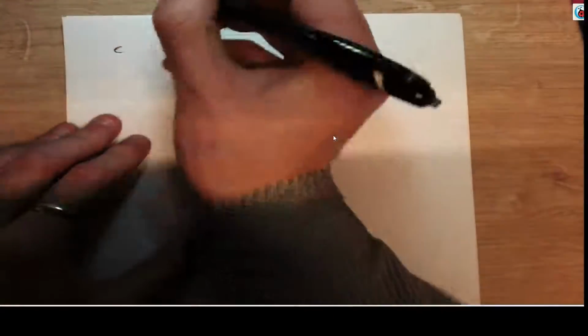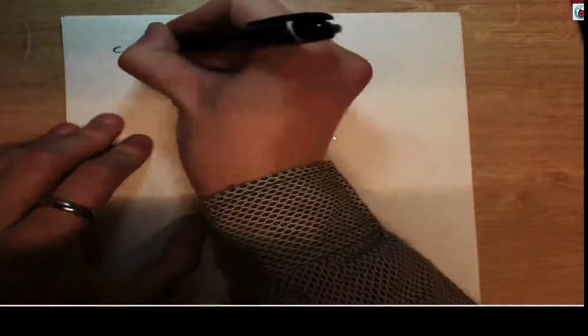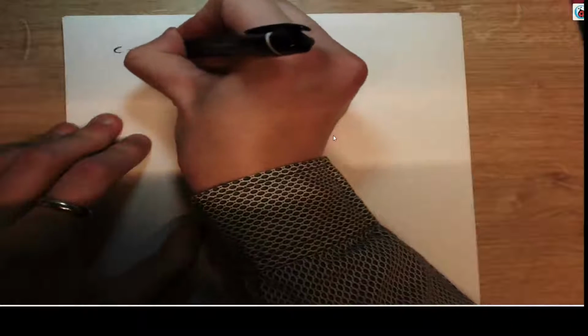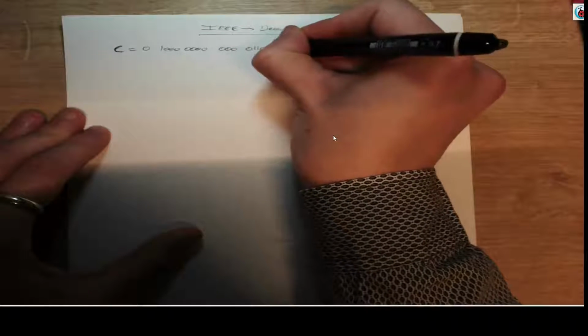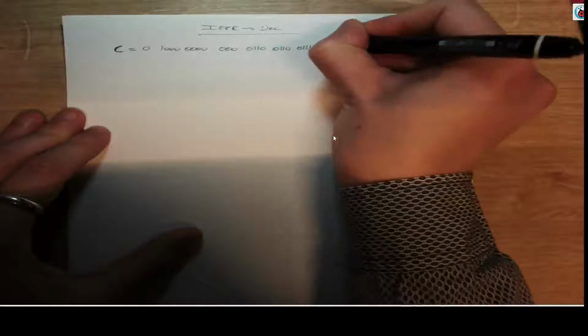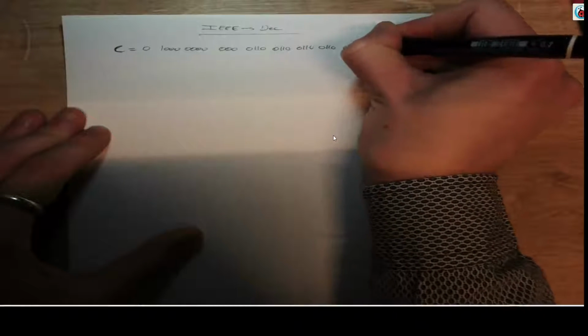We had this result. So C was 0, 1, 0, 0, 0, 0, 0, 0, then 0, 0, and then a repeating part. I'll be using this value as a value that I want to convert back to decimal. So it's one that we had. I'll just write it back down again here. So C was 0, and then 1, 0, 0, 0, 0, 0, 0, 0, 0, 0, 0, and then 0, 1, 1, 0, 0, 1, 1, 0, 0, 1, 1, 0, 0, 1, 1, 0, 0, 0.